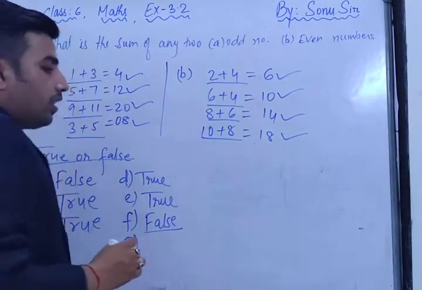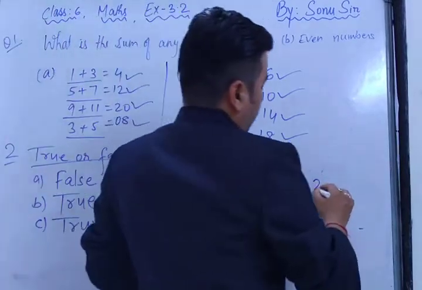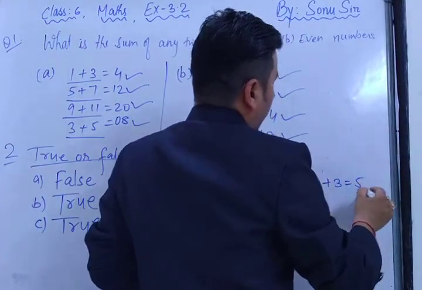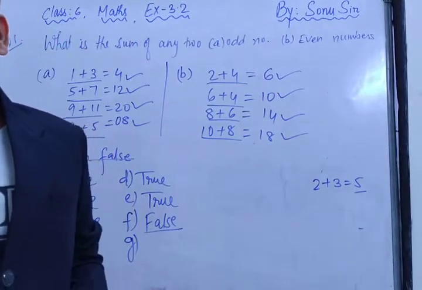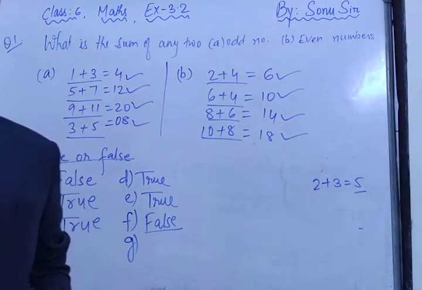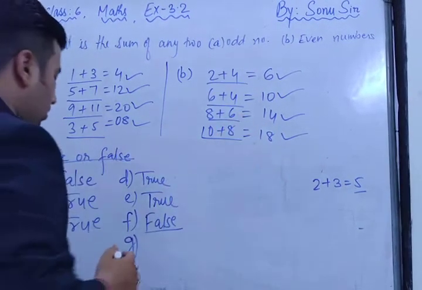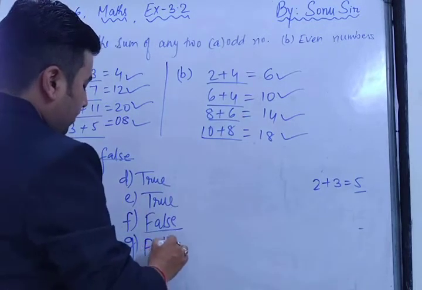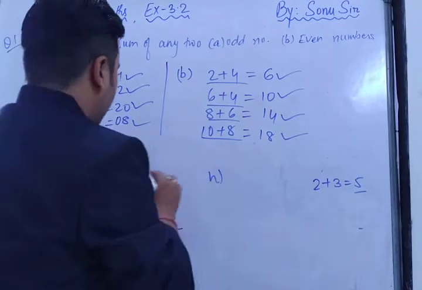So here, suppose you have taken two prime numbers, 2 and 3, and you have got 5. The question wants to say that the sum of two prime numbers is always even. But 5 is odd, so it is false. Got it?